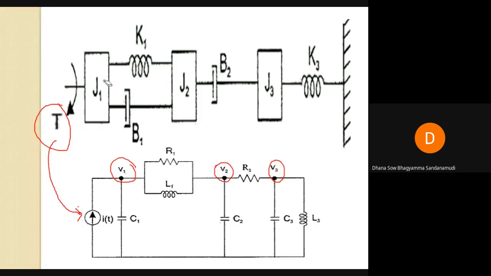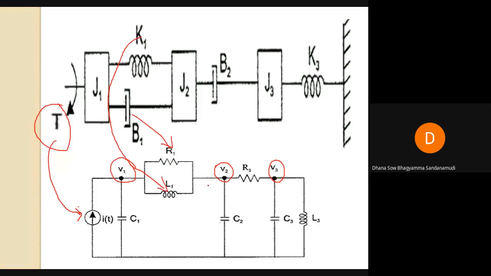Now, in between J1 and J2, means node 1 and node 2, V1 and V2, K1 and B1 should be connected. K1 is analogous to 1 by L1 and B1 is analogous to 1 by R1, which means both the elements should be connected in parallel. Connect R1 and L1 in parallel in between V1 and V2.